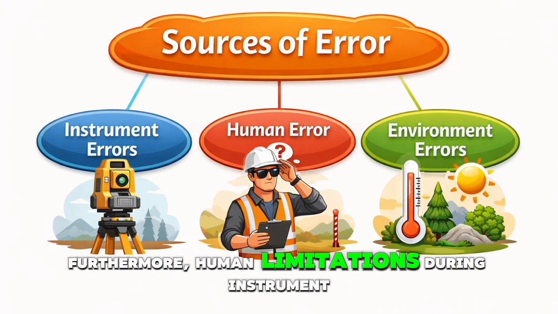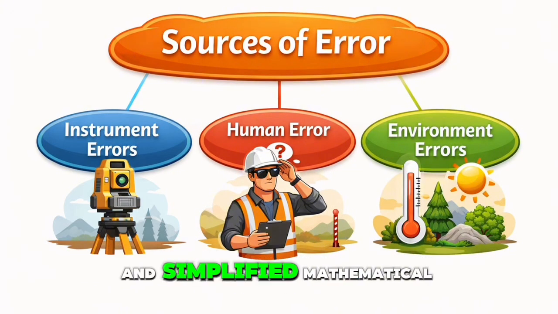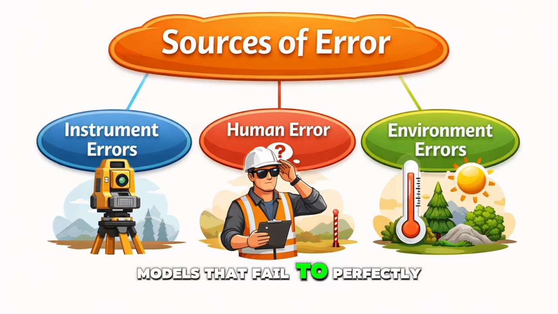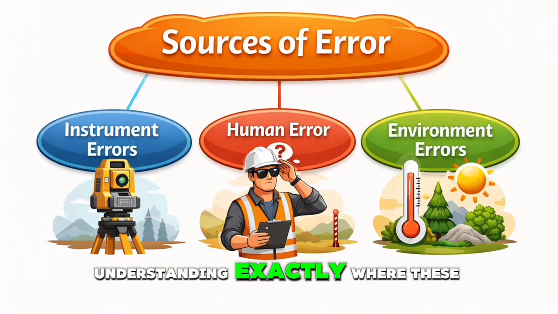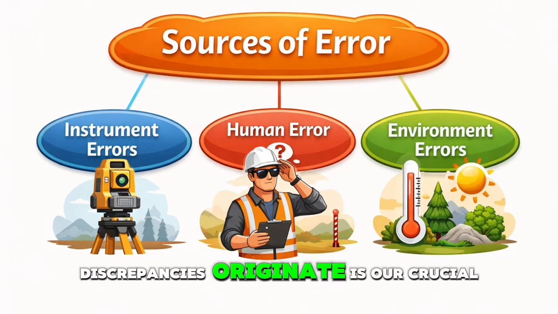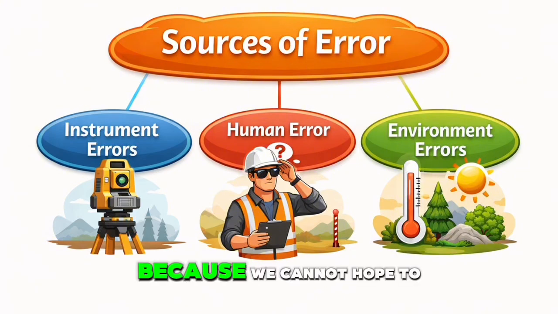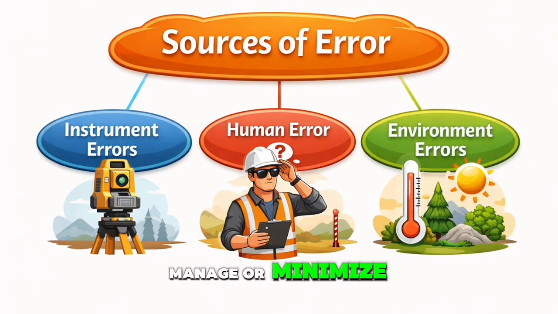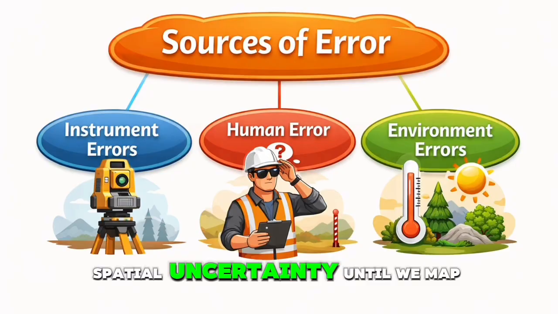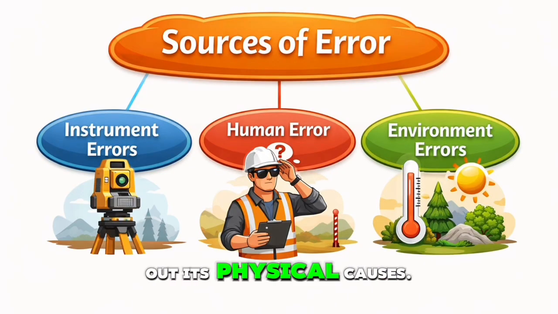Furthermore, human limitations during instrument setup and simplified mathematical models that fail to perfectly replicate the Earth's curved geometry all contribute to these errors. Understanding exactly where these discrepancies originate is our crucial first step, because we cannot hope to manage or minimize spatial uncertainty until we map out its physical causes.